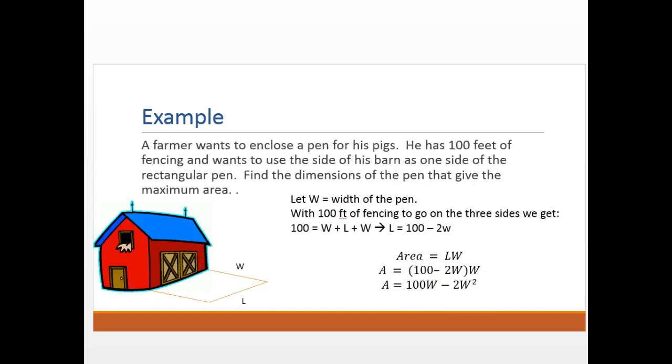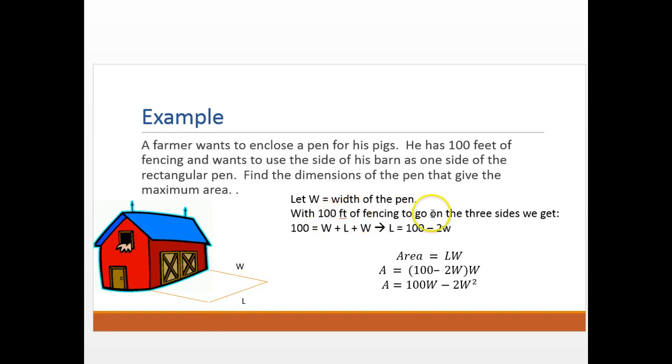Let's see an example of an application. It says a farmer wants to enclose a pen for pigs. He has 100 feet of fencing and wants to use the side of his barn as one side of the rectangular pen. Find the dimensions of the pen that give the maximum area. We'll let W be the width of the pen. We know we're going to use the side of the barn as one of the sides, and then we have the length, which will parallel the side of the barn.